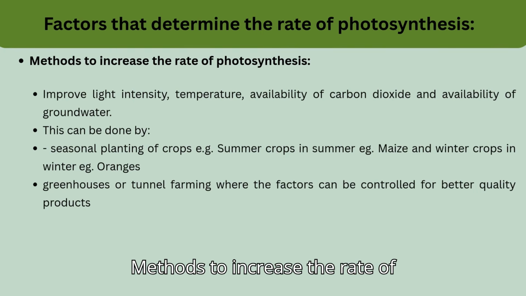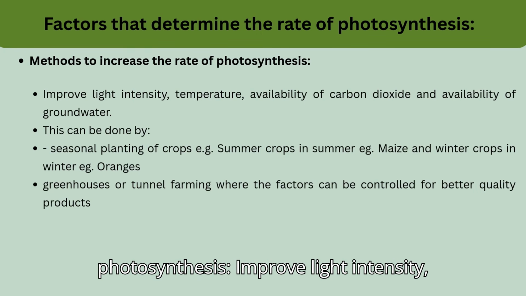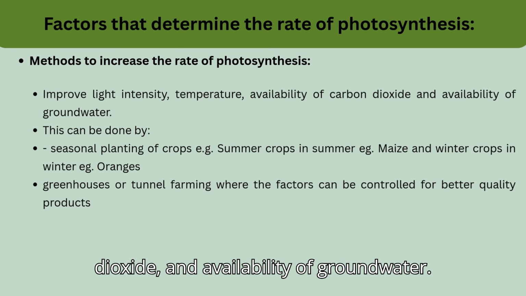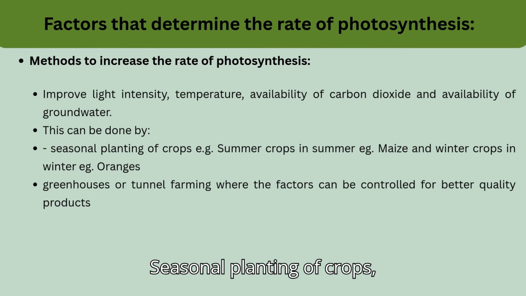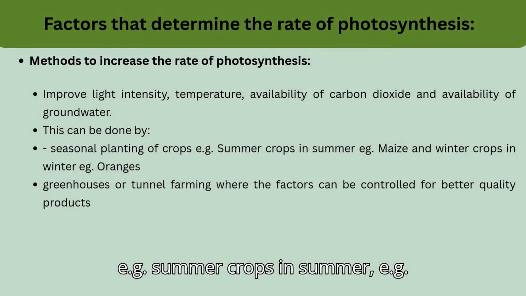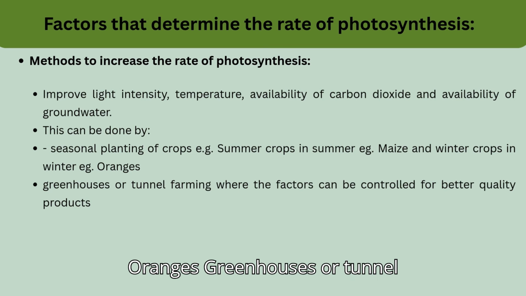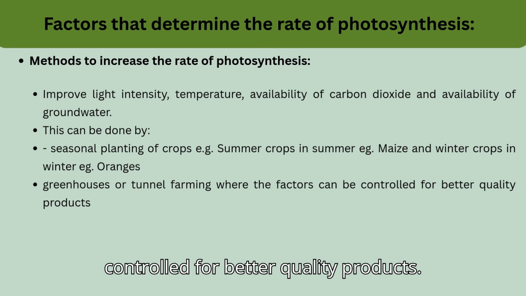Methods to increase the rate of photosynthesis. Improve light intensity, temperature, availability of carbon dioxide, and availability of groundwater. This can be done by seasonal planting of crops, e.g. summer crops in summer, e.g. maize, and winter crops in winter, e.g. oranges. Greenhouses or tunnel farming where the factors can be controlled for better quality products.